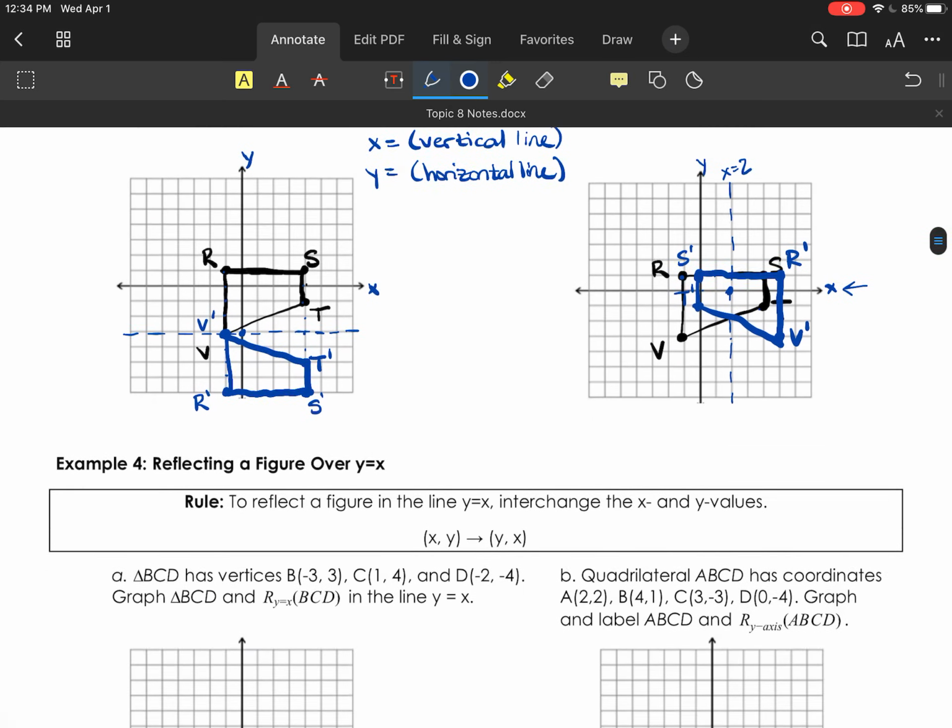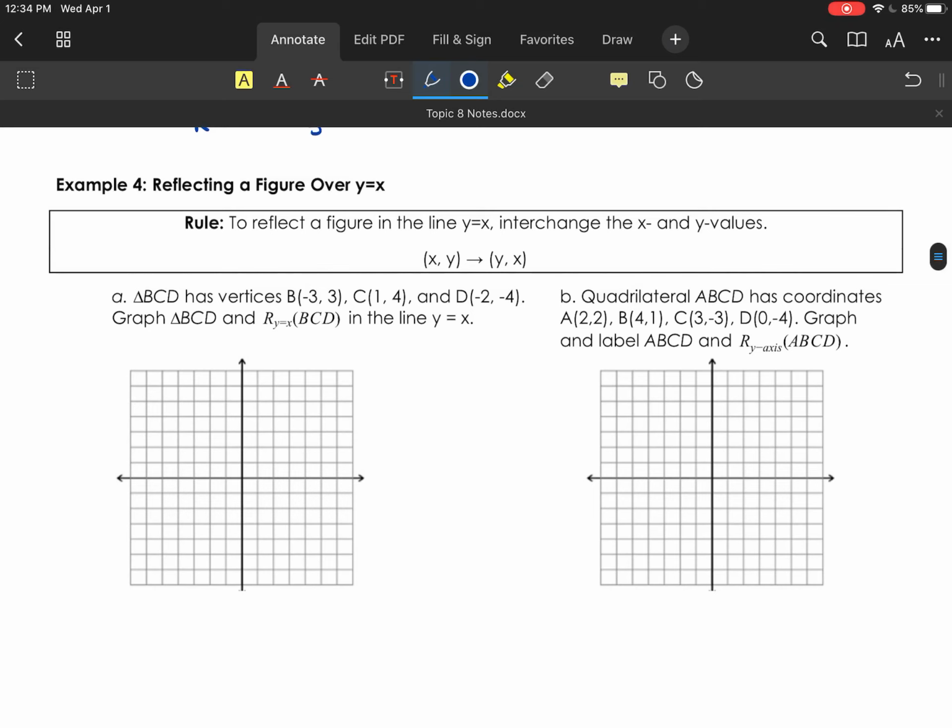All right, then the last thing that we're learning is reflecting a figure over y equals x. I'm going to switch back to my black. So the rule, to reflect a figure in the line y equals x, interchange the x and the y values. So (x, y) becomes (y, x). For example, if you had (3, 4), to reflect it, I would use the point (4, 3).